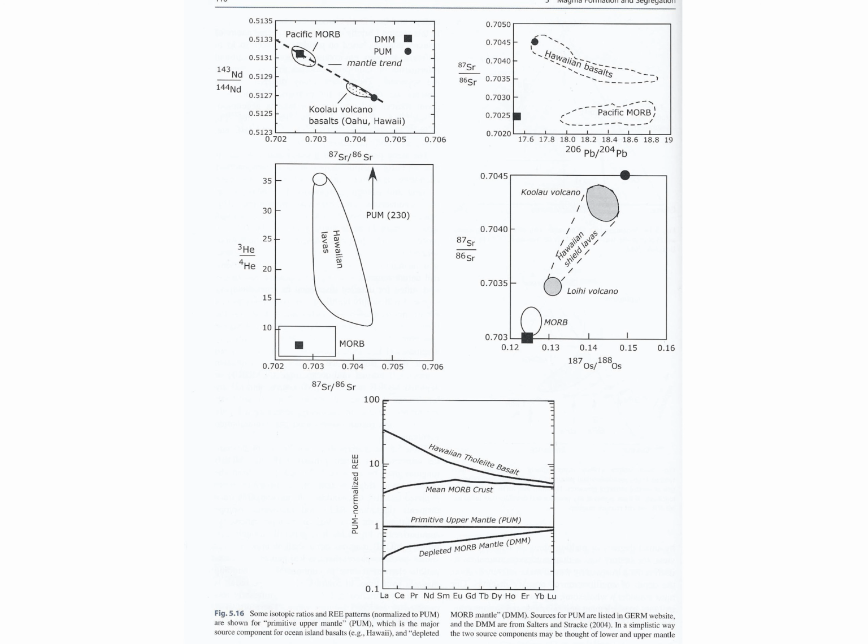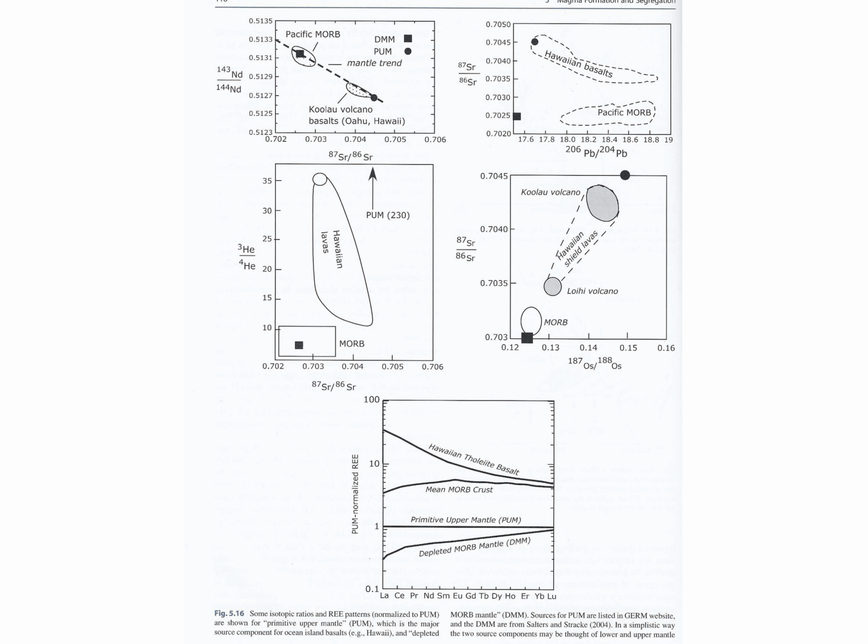So here, for example, we have the strontium isotopes versus the lead isotopes. That is this huge variation in Hawaiian basalts, which are overlapping with the primitive upper mantle. And here we have the Pacific MORB, which is completely different and is also not overlapping with the depleted MORB mantle.